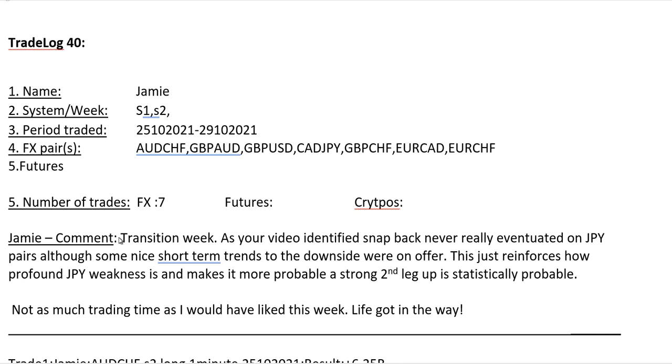So we had two higher time frame analysis scenarios. One is a snapback, so opportunities on the short side, trading yen long, and the other scenario was that it might be a very lame week, that price wanders around at more or less the same level, and that's what happened. So we had a week of transition, as Jamie writes here. We didn't get our snapback.